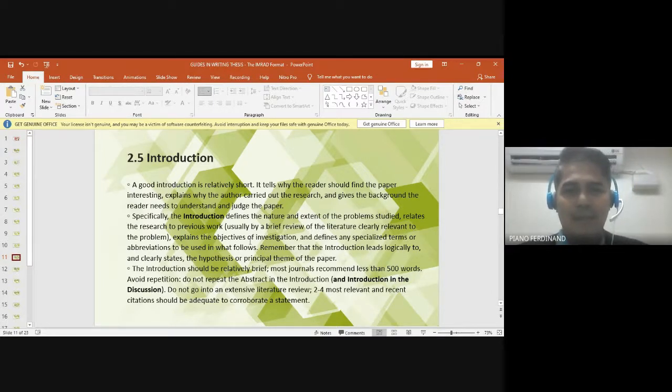unless sobrang importante po ng inyong introduction to the point na kailangan niyang mag-exceed more than 1 page. Okay? A good introduction is relatively short. As I have said, it tells why the reader should find the paper interesting, explains why the author carried out the research, and gives the background the reader needs to understand and judge the paper.